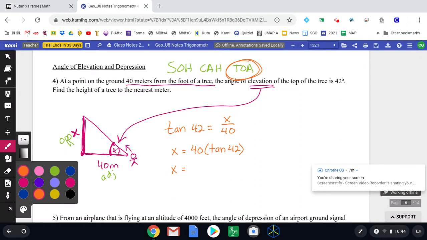Okay, so I've got 40 times the tangent of 42. I'm just going to put that in my calculator that I've got here. 36, nearest meter. So about 36 meters.